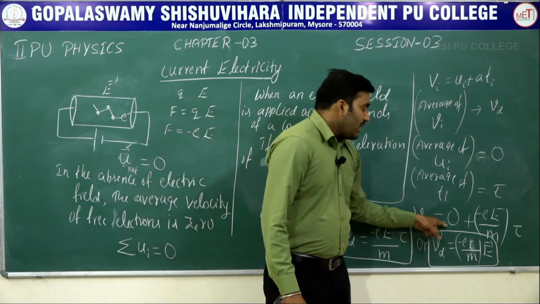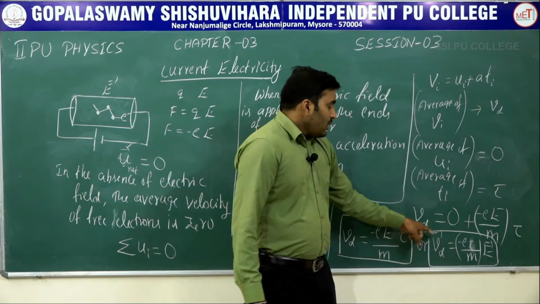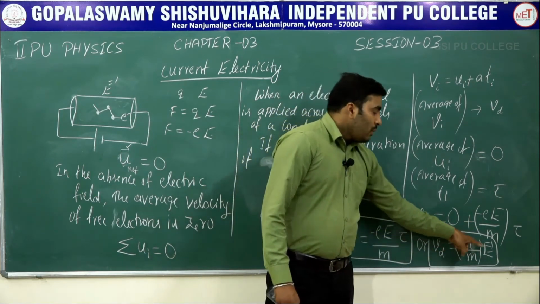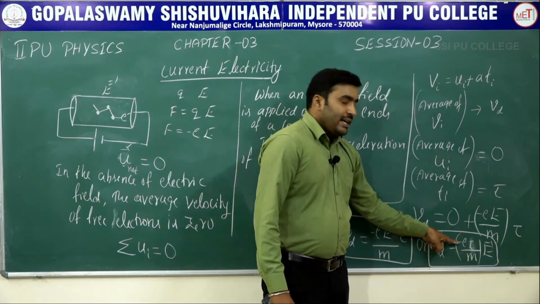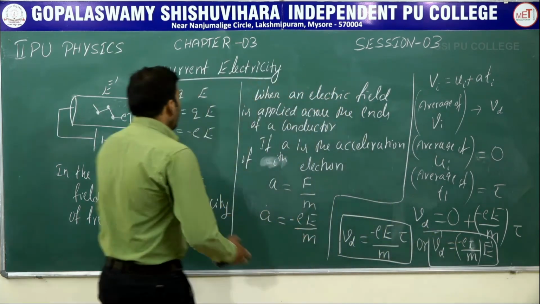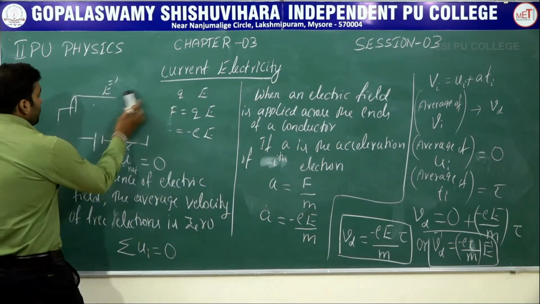If you write the vector equation, it will look like this. The direction of velocity is always opposite to the electric field because we have a negative sign here. Yes. So we'll move on to the next topic now.